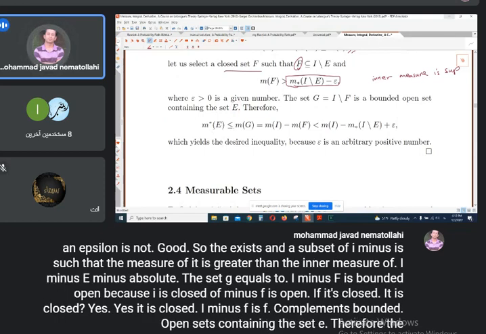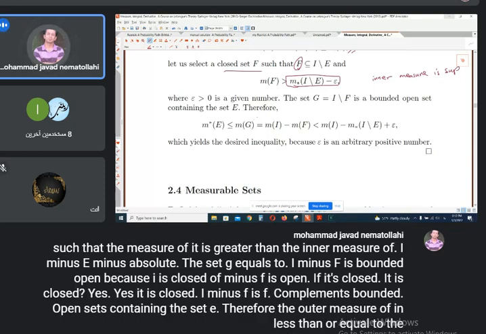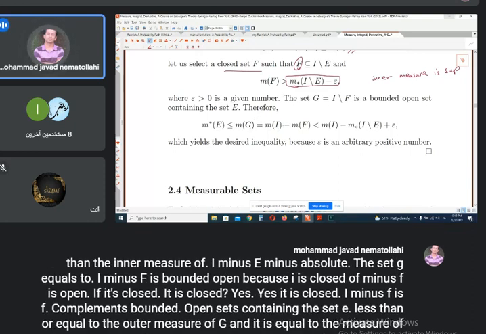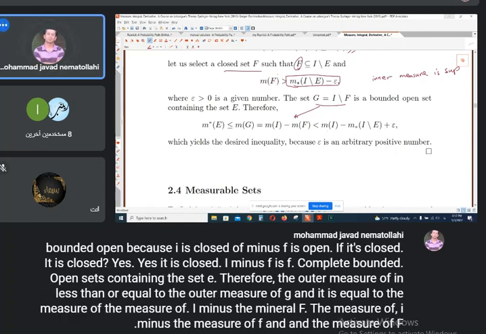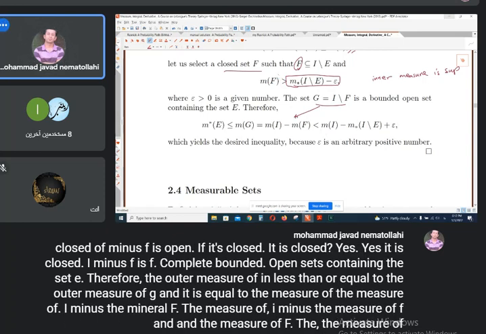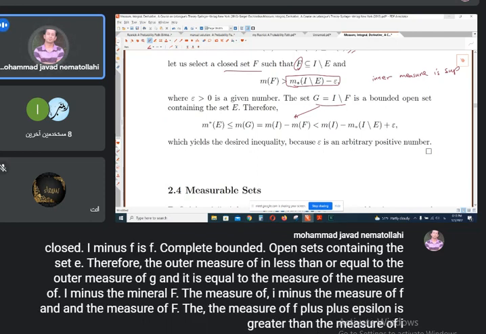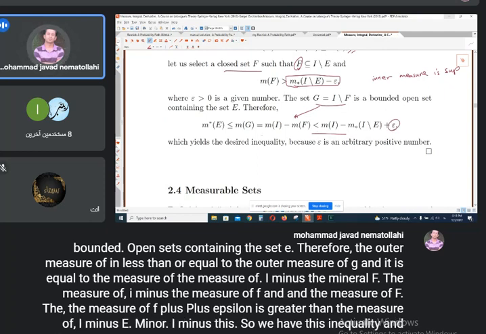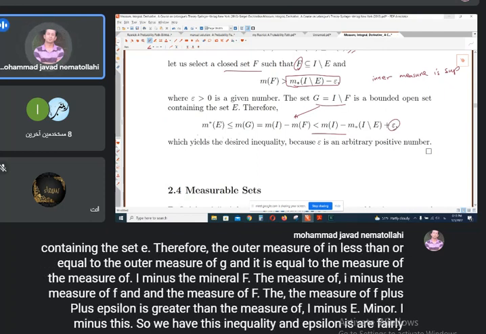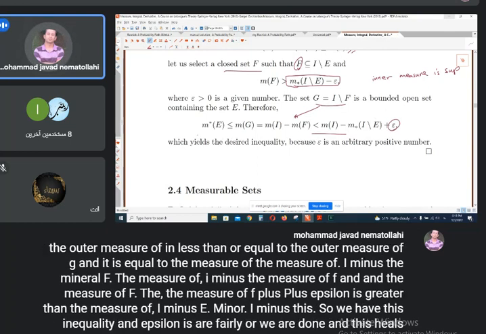Therefore, the outer measure of E is less than or equal to the outer measure of G, and it is equal to the measure of I minus the measure of F. The measure of F plus epsilon is greater than the measure of I minus E. So we have this inequality, and epsilon is arbitrary, so we are done, and this yields the desired inequality.